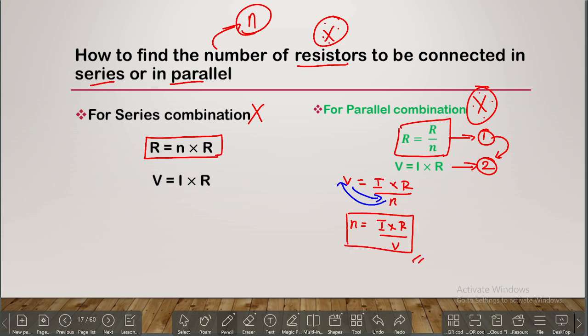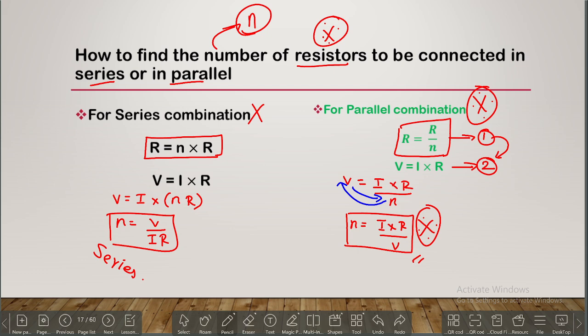So remember this formula. This is the condition you are going to use in order to calculate the number of resistors to be connected in a form of a parallel. Suppose if they are asking for series, how will the formula rearrange? V is equal to I into N R. If we need N, then N is equal to V by I R. This is the condition for series and this is the condition for parallel. So what is the formula we are going to use to calculate the number of resistors in parallel? N is equal to I into R by V.